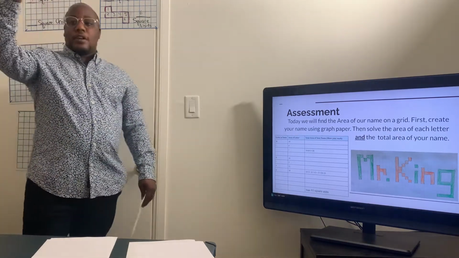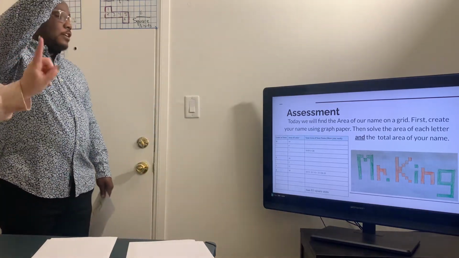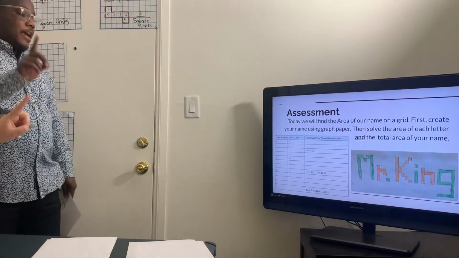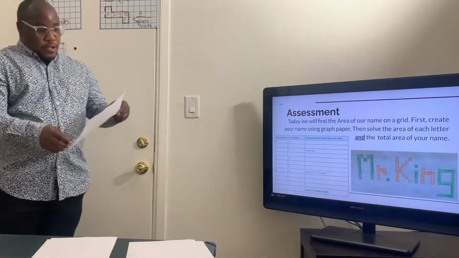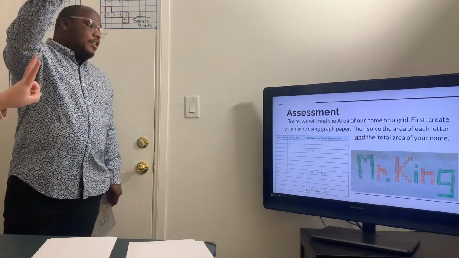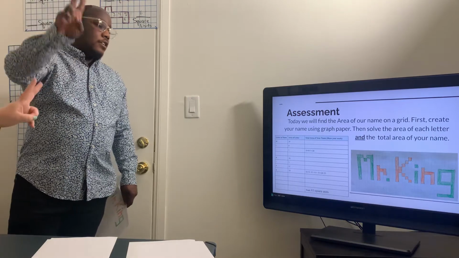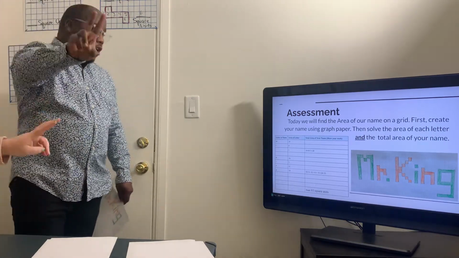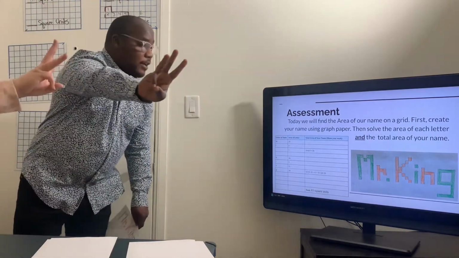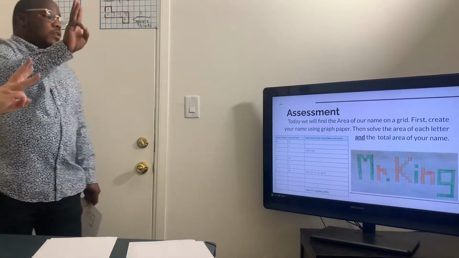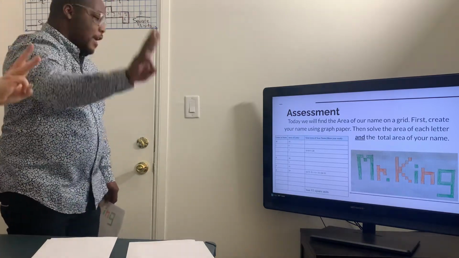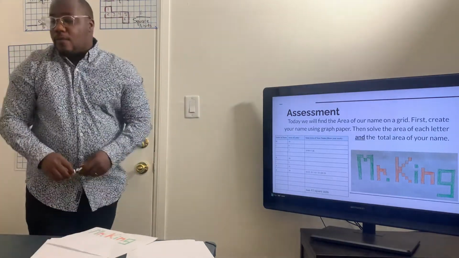First, everyone hold up the number 1. I want to see everyone hold up the number 1. First, create your name using graph paper. Okay, so this is graph paper, and we're going to be writing our name. 2, solve the area of each letter. So say it. 2. Solve the area of each letter. And 3, the total of your name. Good. So I'm going to tell you what I mean by that.